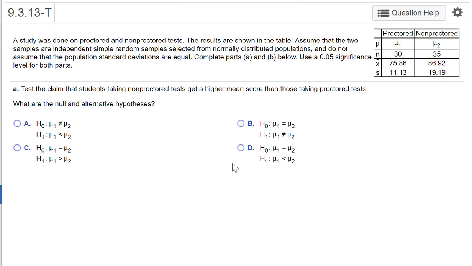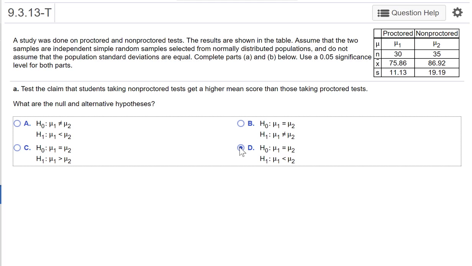So for these, I'll be honest, if I'm doing these, I'm going to write this down before I select, just so I don't get sucked into one of their distractors. So here we're trying to test the claim that the non-proctored has a higher mean score. So mean 2 is greater than mean 1. Okay, here's one right here: mean 1 is less than mean 2, another way to say that, right? That looks like A or D. But we know that the null is always equals, so it has to be D.